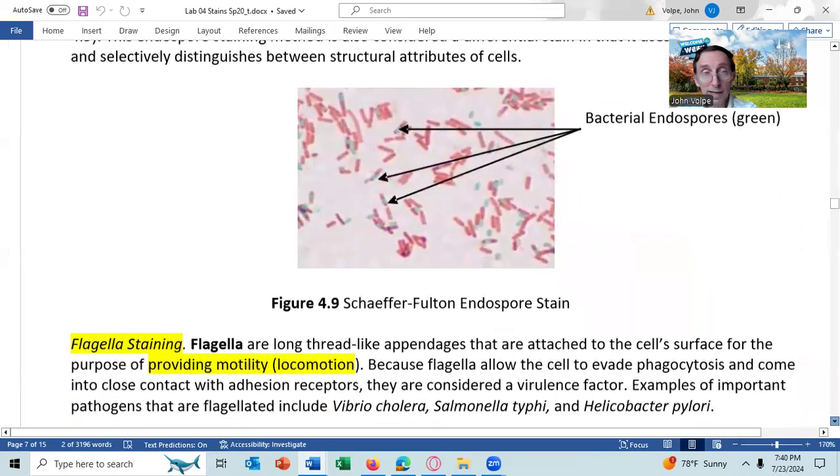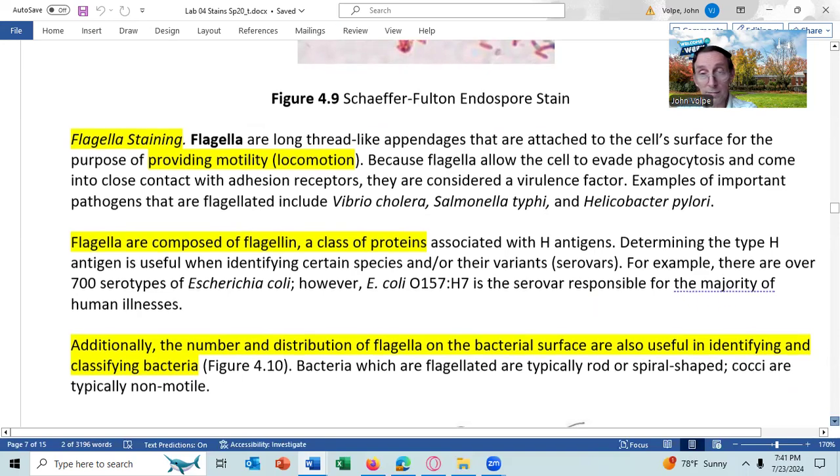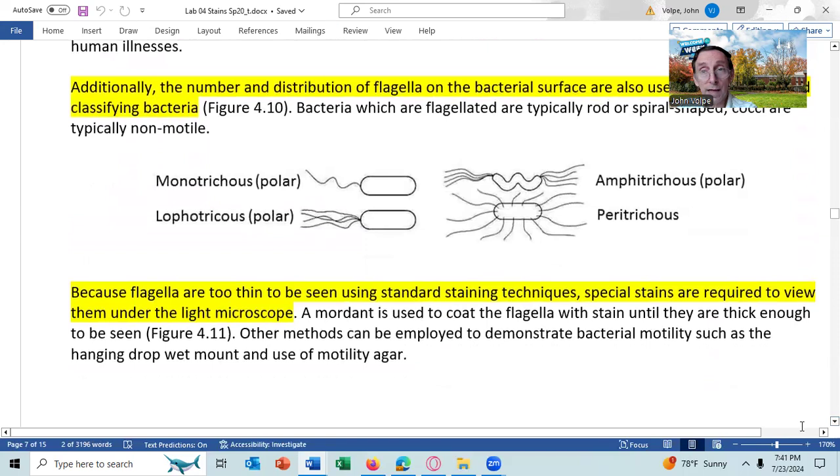All right, another special stain is the flagella stain. The flagella provide the cell with motility, and it's the only structure a prokaryote has if it is motile. Flagella is composed of flagellin. That's a class of protein. So flagellin is a protein that is found in the flagella. The number of flagella on a bacteria surface is useful in identifying and classifying bacteria. You don't need to know the names of this except for in this lab.